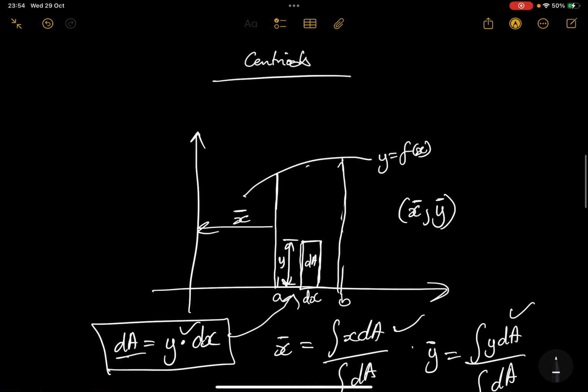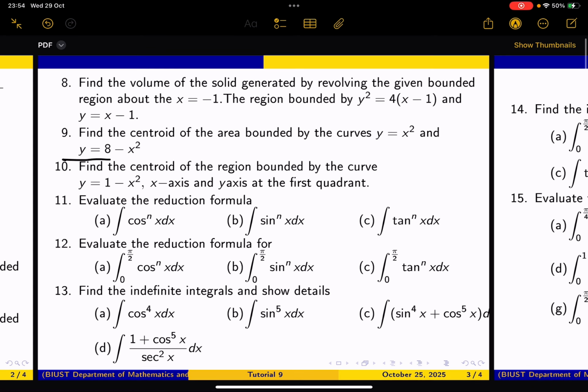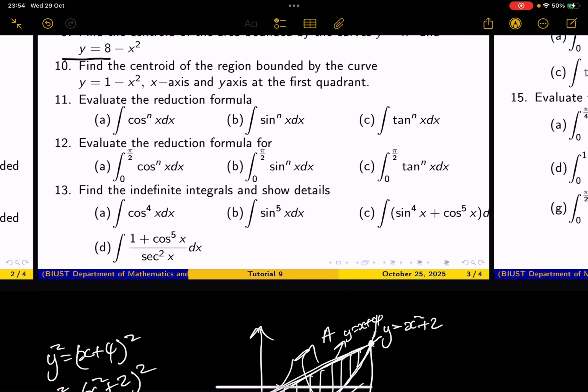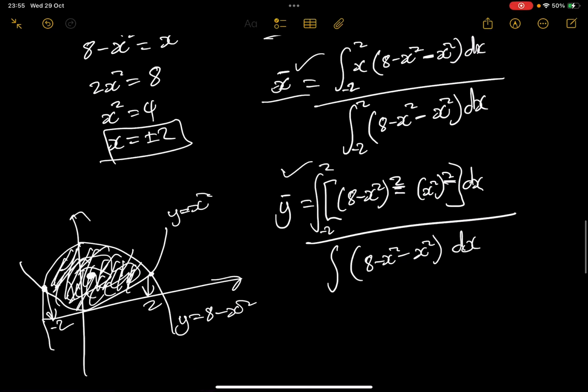So that's it about centroids. This was just a continuation of the other video because there were technical issues. And okay, let me also do the reduction formula for tan. Since we did sine x, which is the same procedure as cos, for tan it is a little bit different. Here is how we can evaluate the reduction for tan to the power n.